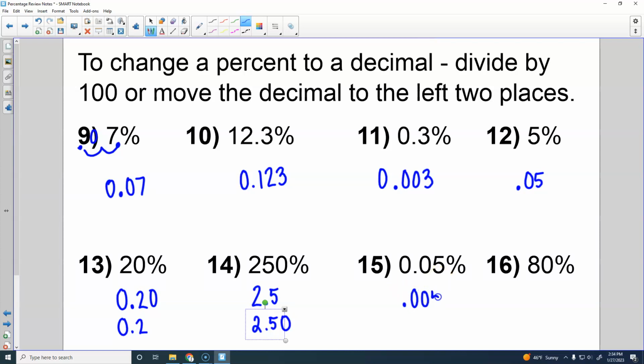0.00. Hold on. Need another 0. Yeah, 1, 2. We're going to have 3 zeros there. Yeah. 0.0005. Sometimes, especially on one like that, I actually draw my little places and put in my 0 right there, because sometimes it's hard to see.